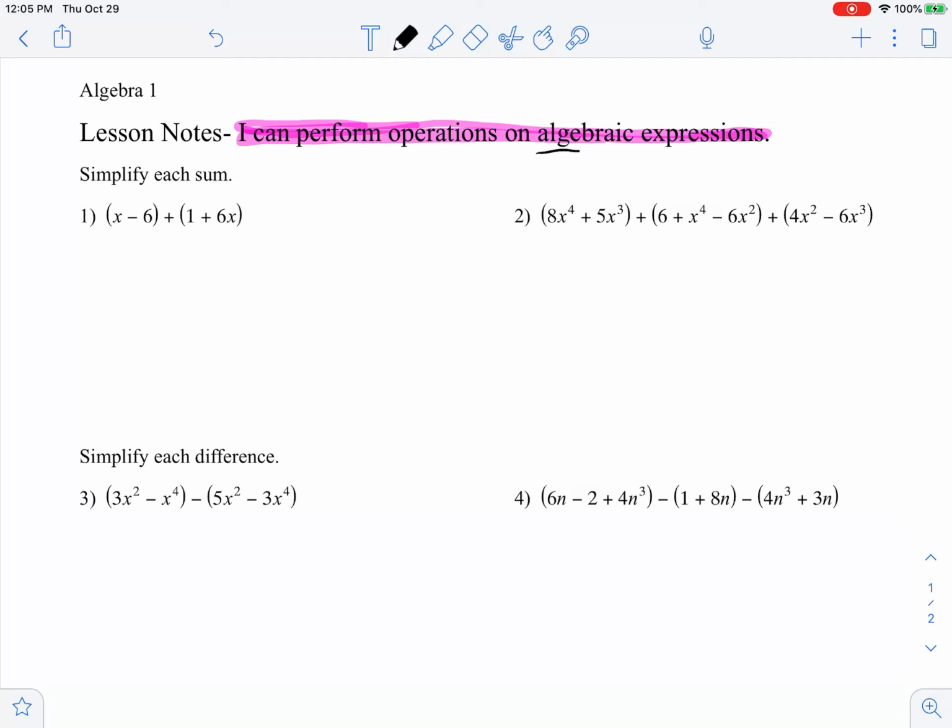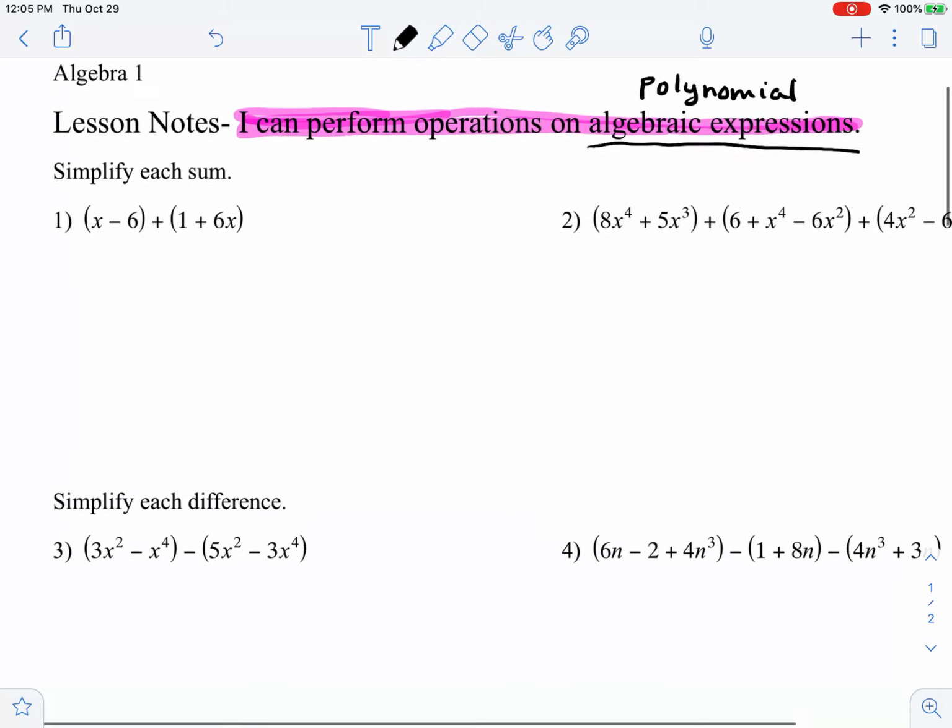Algebraic expressions, you may hear me use the term polynomial. A polynomial in algebra is an algebraic expression, and sometimes I use those words back and forth. Sometimes I'll say polynomial, sometimes I'll say algebraic expressions. Just note that means the exact same thing. So we're going to start with adding polynomials or adding algebraic expressions together, and this is something that you've probably seen in the past.